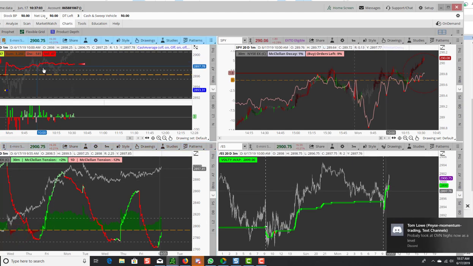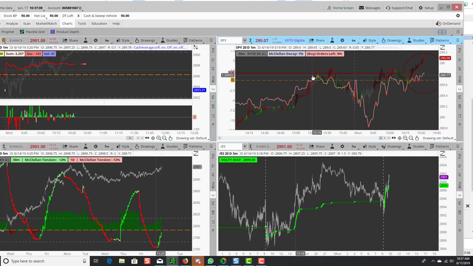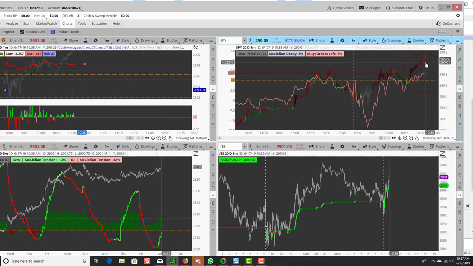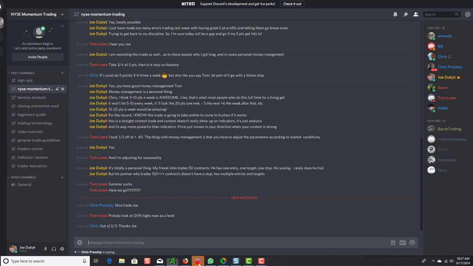Again, we want to see this AD keep going. Here's Decay. It's testing yesterday's pivot. It's just above it, and the buy volume is just about done. And I want to see the buy volume take this much higher. Get about 3 more ticks, and I'm out of here.